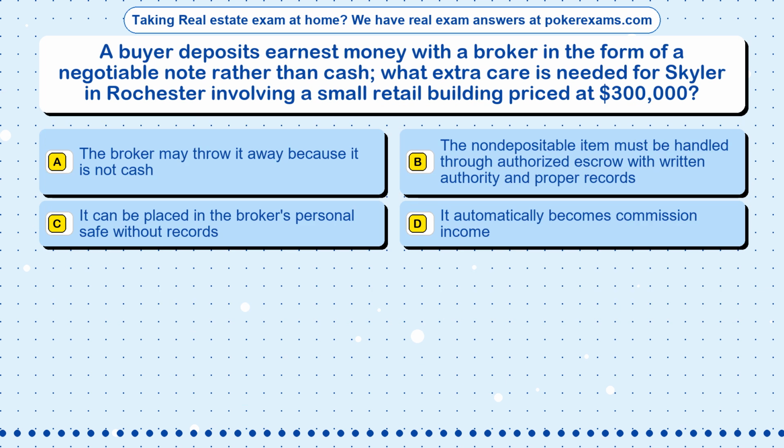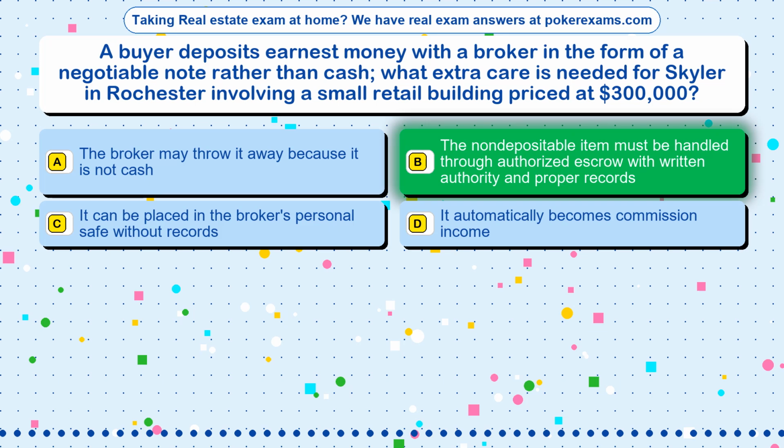Question 22. A buyer deposits earnest money with a broker in the form of a negotiable note rather than cash. What extra care is needed for Skylar in Rochester involving a small retail building priced at $300,000? Option A. The broker may throw it away because it is not cash. Option B. The non-depositable item must be handled through authorized escrow with written authority and proper records. Option C. It can be placed in the broker's personal safe without records. Option D. It automatically becomes commission income.